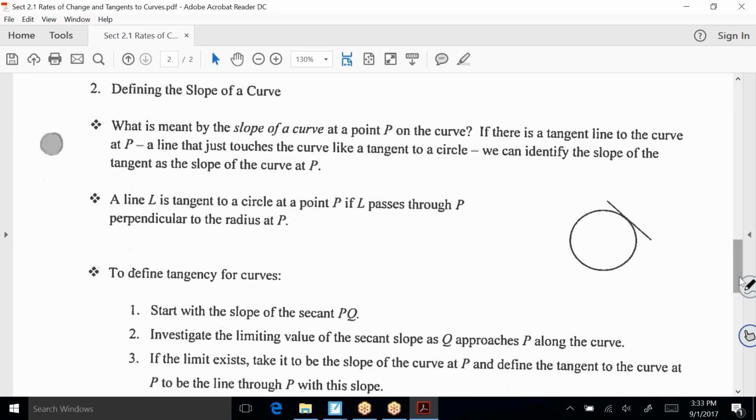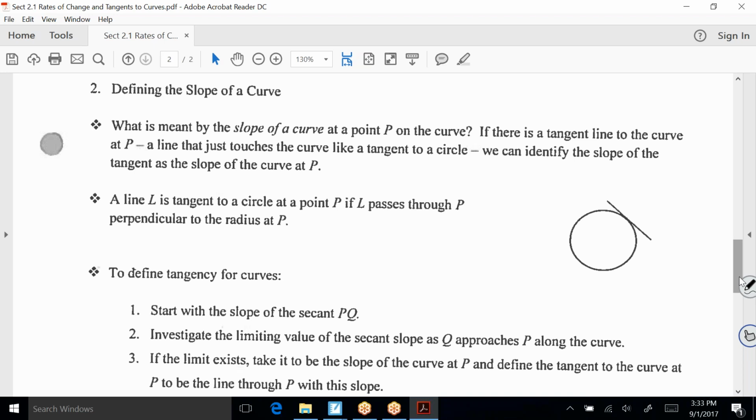And we're going to define the slope of a curve. So what is meant by the slope of a curve at a point P on a curve? So now we're talking about a specific point and not an interval on a curve. So if there is a tangent line to the curve at that point, and that's going to be a line that just touches the curve, like the tangent to a circle, we can identify the slope of the tangent as the slope of the curve at P.